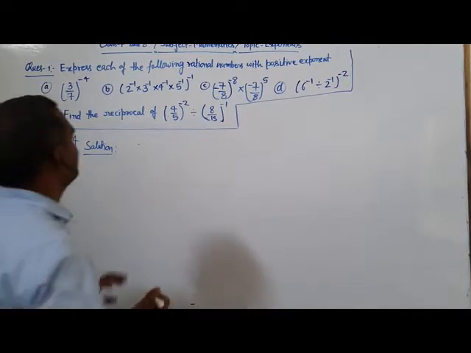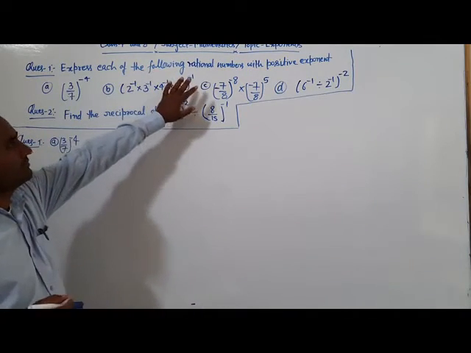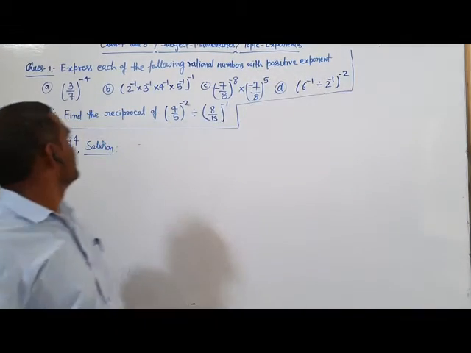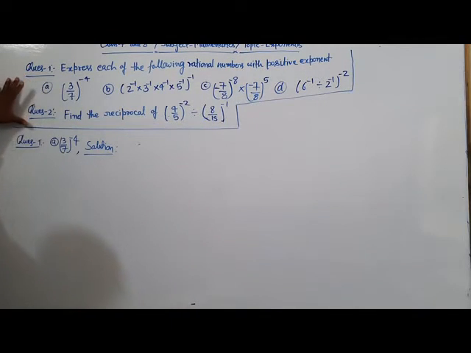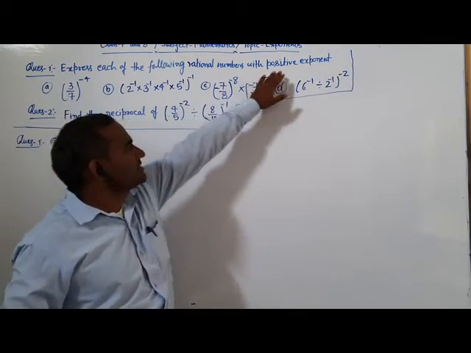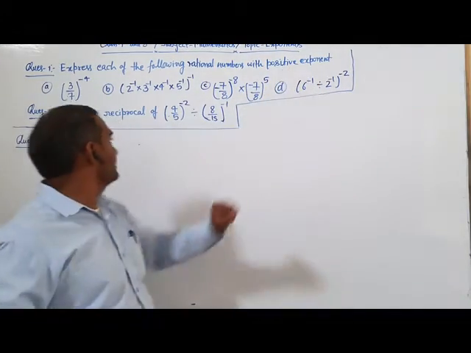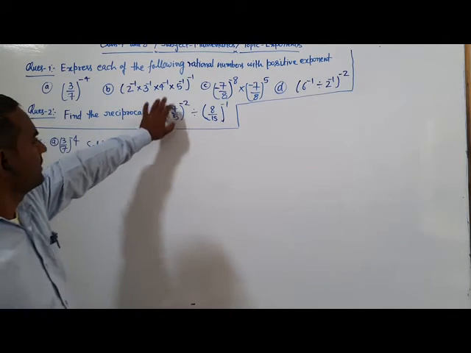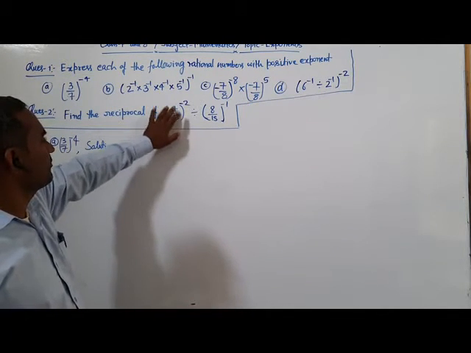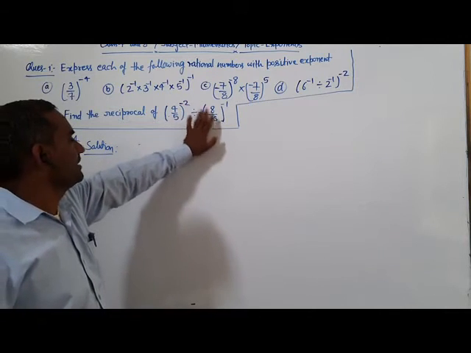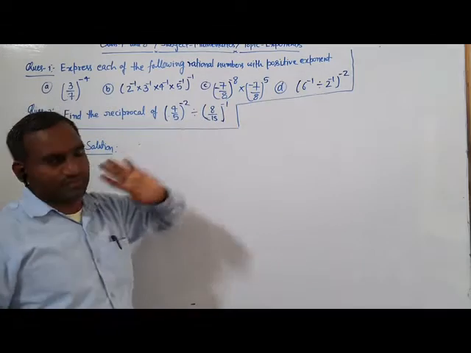Hello students, today we have to solve some questions on the topic exponents. Two questions are given. First is to express each of the following rational numbers with positive exponent, and second is to find the reciprocal of (4/5)^-2 divided by (8/15)^-1.